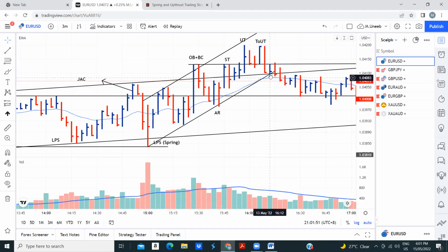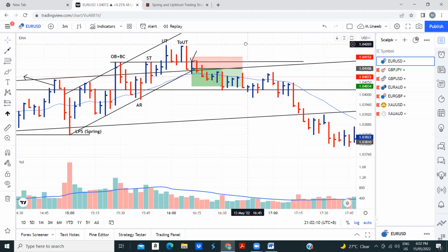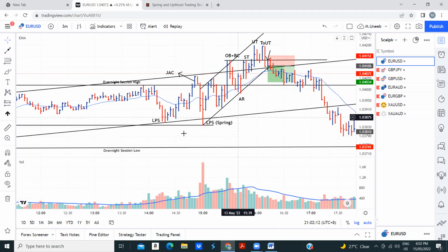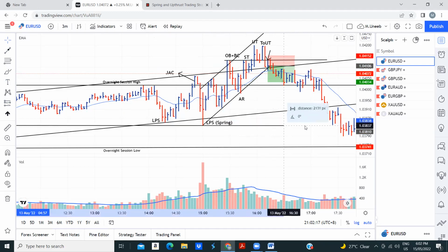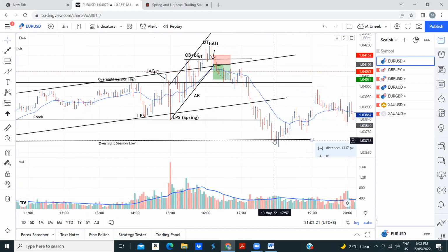But if you go down here and this tested this level here, what do we notice? Spread is low and volume is increased. This is effort versus no result. This is the point where I would enter my trade. And I would go short. And where will I exit my trade? During this LPS. The price will at least go to this point, or the price will go to this point, the overnight session low.